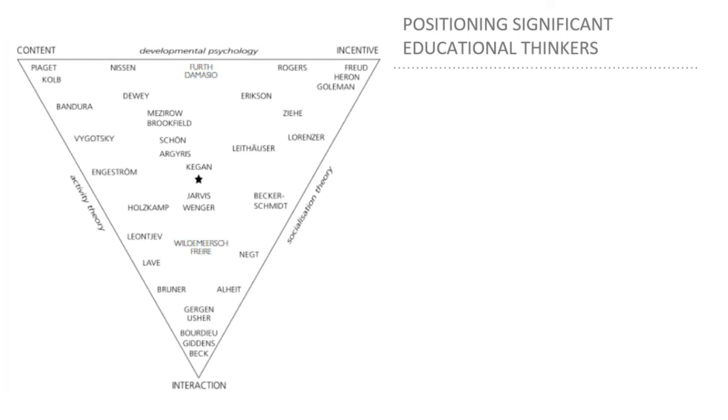On the left-hand side you can see activity theory is a particular discipline that's dealing with both content and interaction, and on the right, socialization theory is trying to address how individual incentives come to inform their interaction with wider social groups and peers.